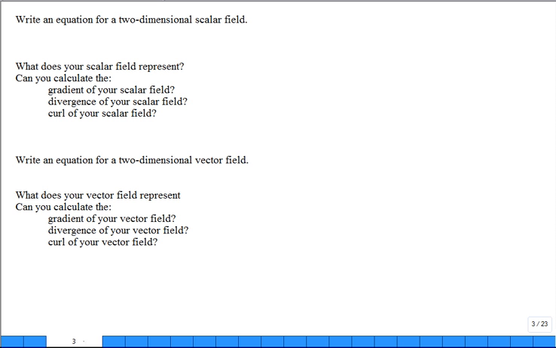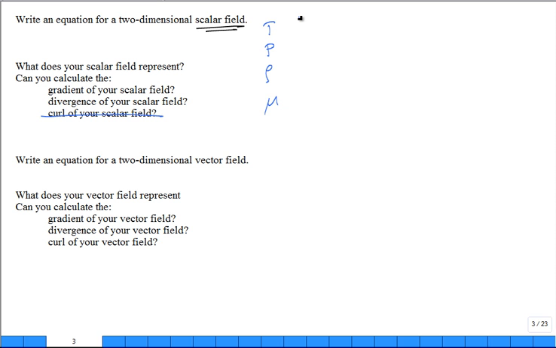Can you do this? Can you write an equation for a two-dimensional scalar field? Pick something. Say it's temperature. Say it's pressure. Say it's density. Say it's viscosity. Those are all good scalar fields. Can you just make one up? Why don't you do that right now? I'm going to go ahead and pause.